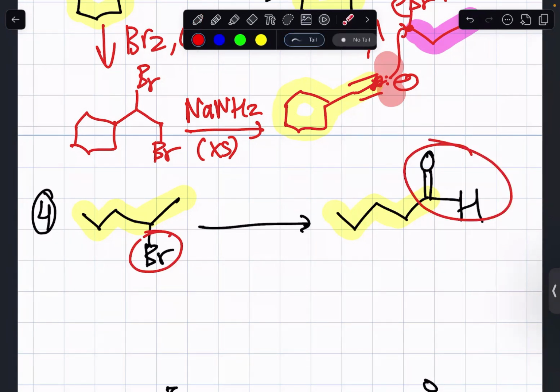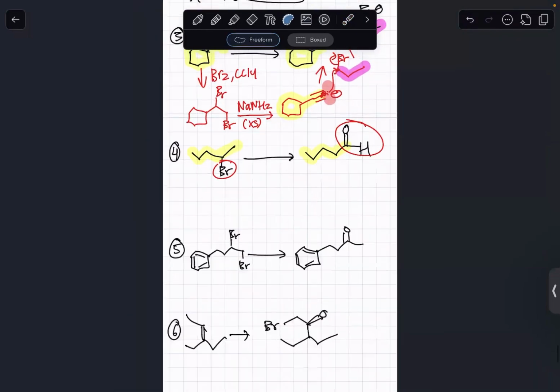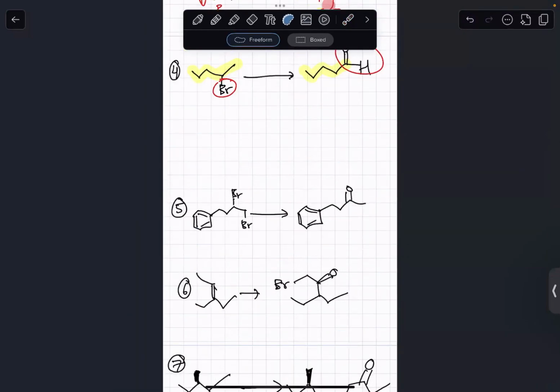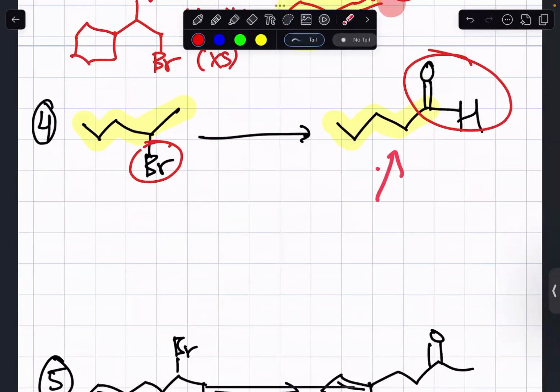Now, let's think about this. There's actually two ways that we could do this here. There's one way where we don't have to use any alkyne reactions at all, and there's the one where we do the alkyne reaction. So thinking about it backwards here, where do you think this aldehyde came from? There's two ways actually.